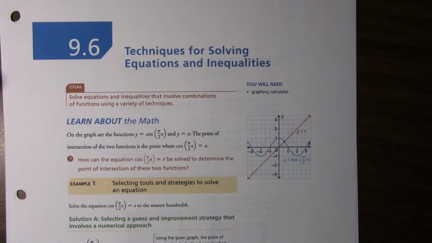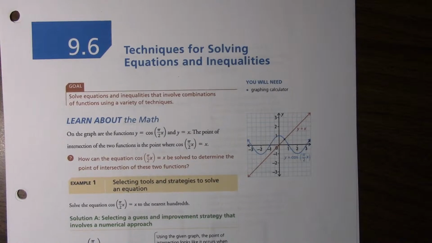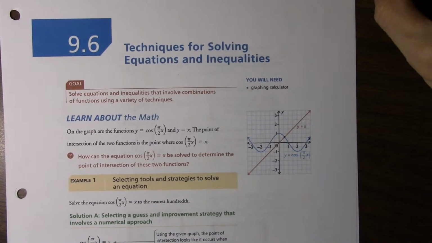This is section 9.6, second last question section in the textbook, techniques for solving equations and inequalities. The goal is to solve equations and inequalities that involve combinations of functions using a variety of techniques. It's a short, relatively easy section.